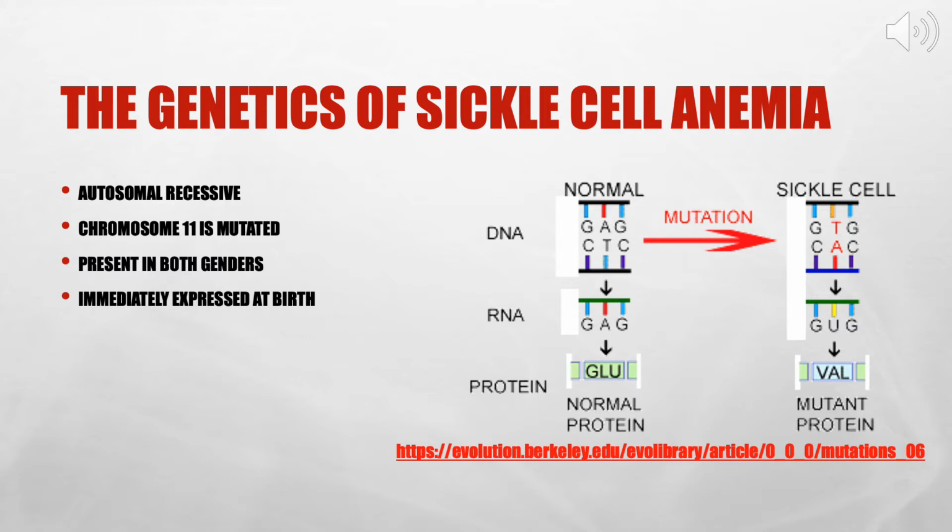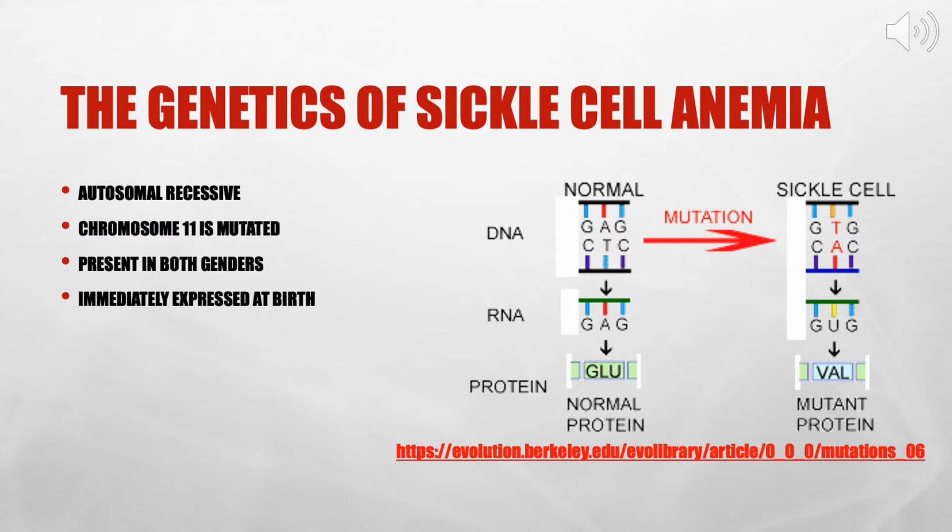When two people who are carriers of this autosomal recessive condition have a child, there is a 25% chance, or 1 in 4, that the child will have the condition, a 50%, or 1 in 2, chance that the child will be a carrier, like the parents, and a 25%, or 1 in 4, chance that the child will not have the condition and not be a carrier.